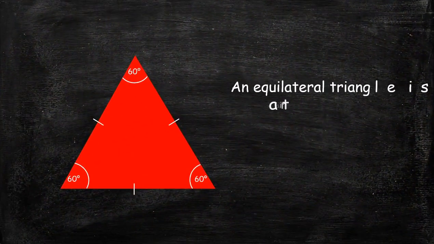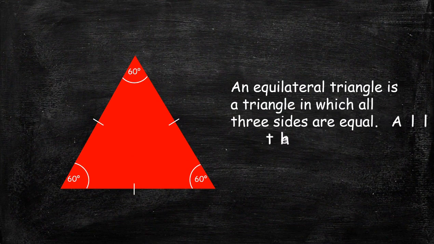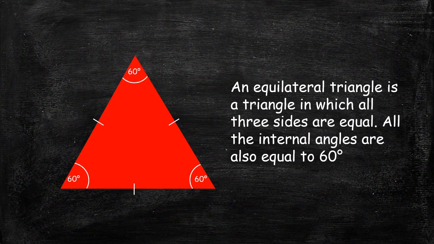Now an equilateral triangle is a triangle in which all 3 sides are equal. All the interior angles are also equal to 60 degrees. This is a very special triangle. All the angles and all the sides have equal measures.